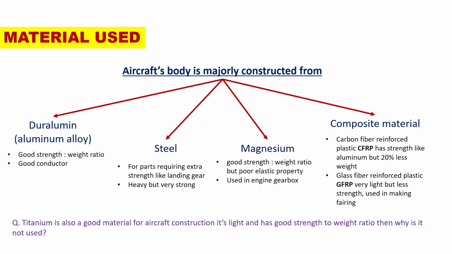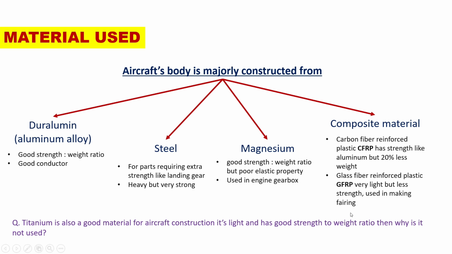carbon fiber reinforced plastic, and another one is glass fiber reinforced plastic. Carbon fiber reinforced plastic is as strong as aluminium, but is 20% lighter. And then you have glass fiber reinforced plastic, which is very light, but it is not very strong. So we only use it to make fairings and all. Fairings are nothing but streamlining parts that we add in the aircraft.